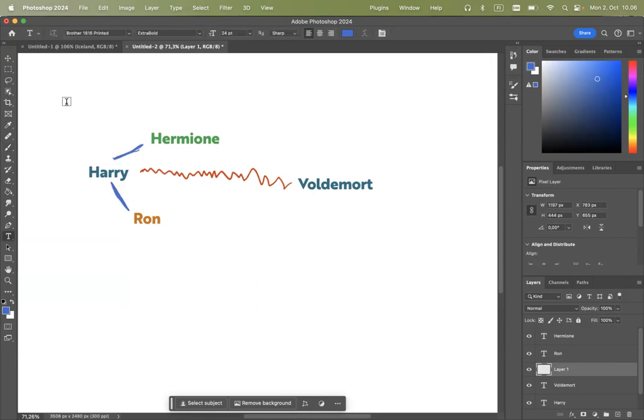Well, between Ron and Hermione, and at some point Ron is also jealous of Harry and Hermione because he thinks that they would have a relationship or that they would be interested in each other. But Hermione and Ron become a couple in the end. So let's make a big heart here.